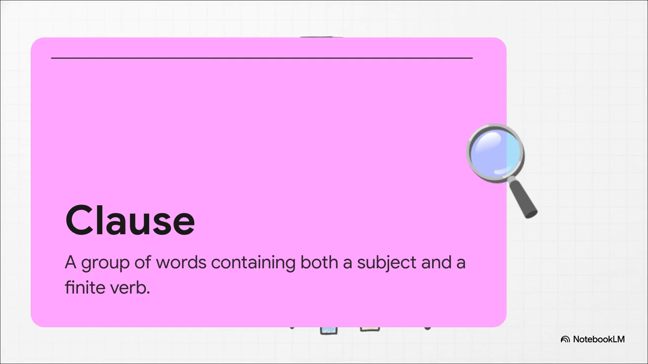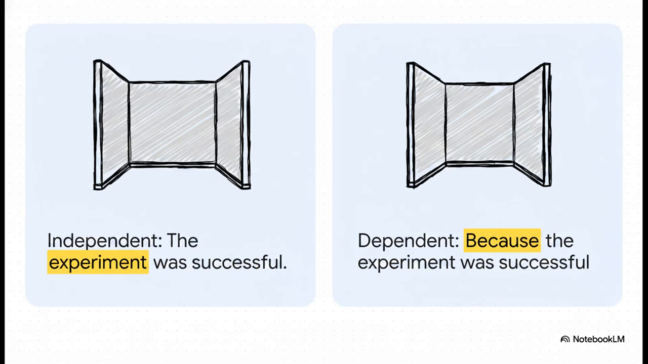Just because you have a room doesn't mean you have a whole house. Not every clause is an independent, complete sentence. And this brilliantly illustrates the difference. Take a look at the independent clause. The experiment was successful.